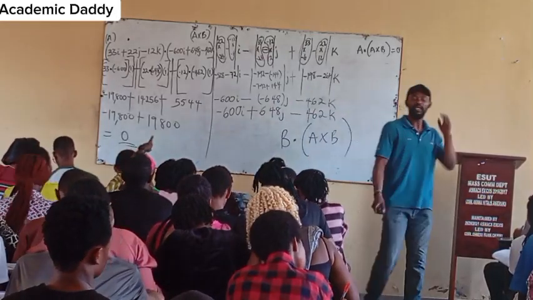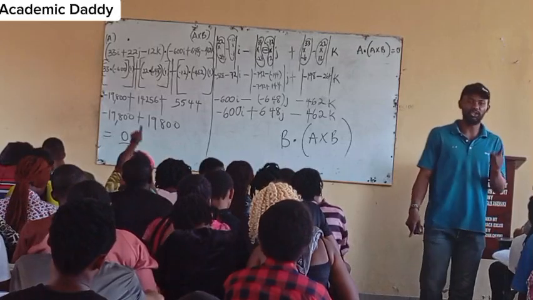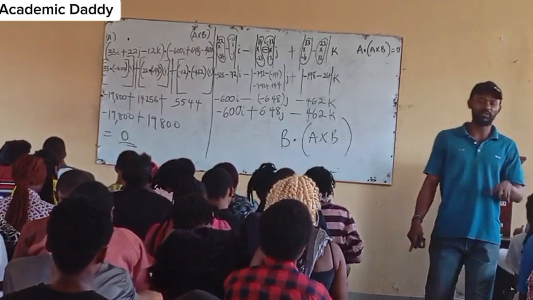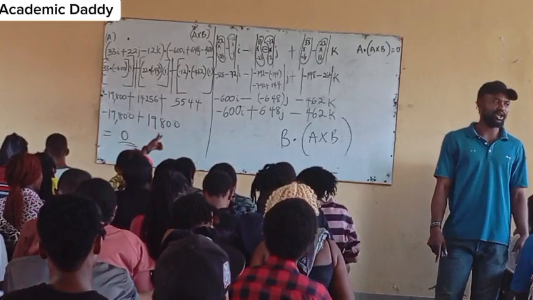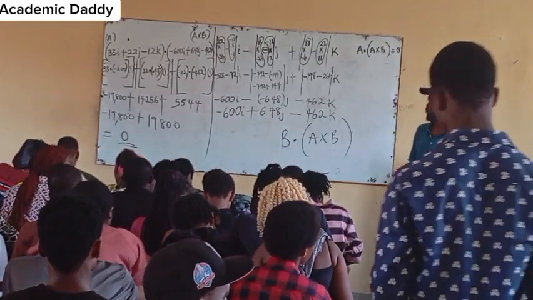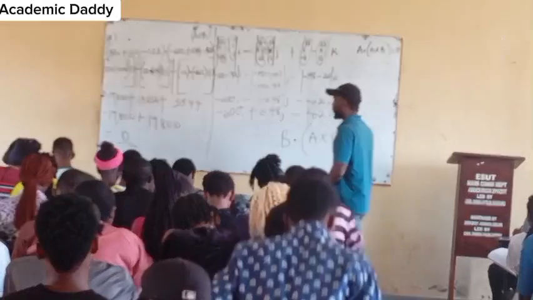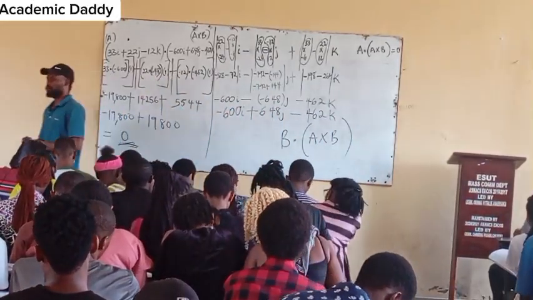Yes, if your A dot (A plus B) and your B dot (A plus B) is not equal to 0, that means you are wrong. So, did you get 0? Once you do it and you are not getting 0, you are wrong.